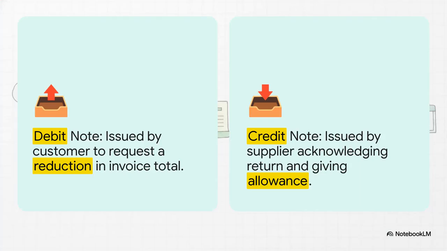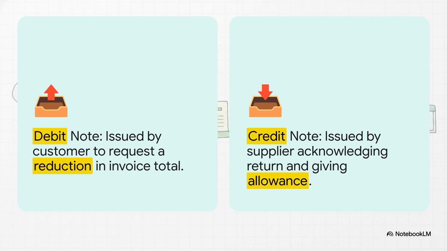So when things inevitably go slightly sideways, 2 main notes come into play: the debit note and the credit note. Let's look at an example with a customer named M. McKenzie and a supplier named C. Cassidy. Say McKenzie ordered 5 dining sets, but when they showed up, they were totally the wrong size. McKenzie immediately issues a debit note to Cassidy. Think of this document as a formal request saying, "Hey, I'm returning these, please reduce my bill." But remember, it's just a request at this stage.